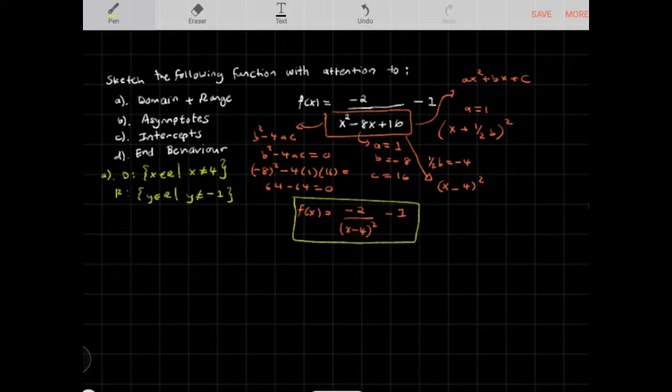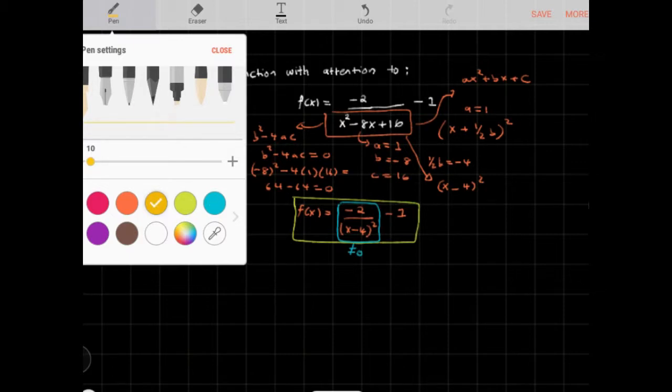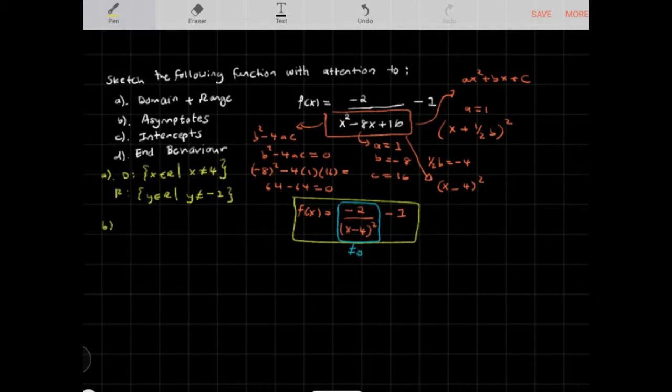The reason y can't equal -1 is because this fraction portion here cannot equal 0. A fraction can only equal 0 when the numerator is 0. In this case, the numerator is -2. It can never be 0, so 0 minus 1 doesn't happen. That's why y cannot equal -1. After we find the domain and range, we're going to find the asymptotes. The vertical asymptote is the restriction on the domain, so the vertical asymptote is x is equal to 4. The horizontal asymptote is the restriction on the range, which is y is equal to -1.